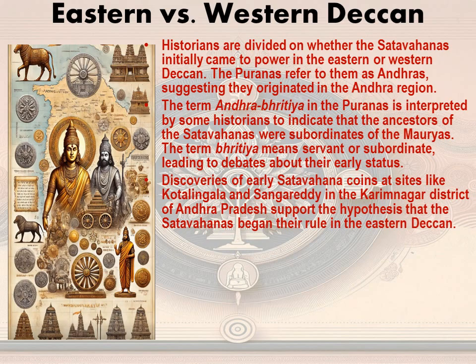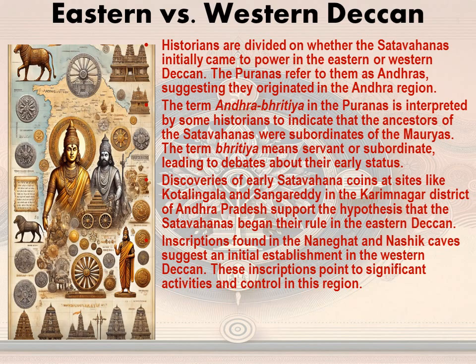Discoveries of early Satavahana coins at sites like Kotalingala and Sangareddy in the Karimnagar district of Andhra Pradesh support the hypothesis that Satavahanas began their rule in the eastern Deccan. So, from the numismatic evidence in sites such as Kotalingala and Sangareddy, we get to know that the Satavahanas actually began their rule in the eastern Deccan.